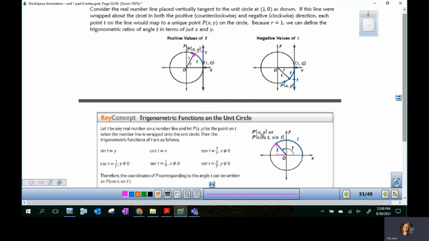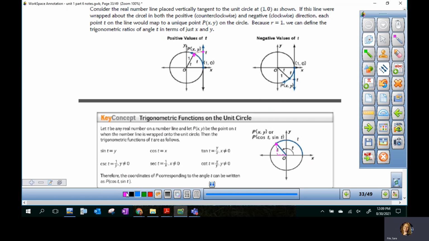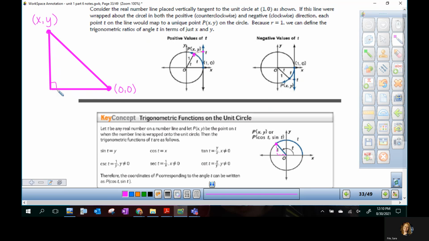Okay, but we can look at those points X, Y as the horizontal movement and the vertical movement from the origin. So I'm going to sketch that out a little bigger up here, this triangle that it creates. So this is the origin, 0, 0. And this is that point P, which is X, Y. And this horizontal movement is the X value. The vertical movement is the Y value of that ordered pair, because you're coming from 0, 0. And it's the unit circle, so we know the radius is 1.